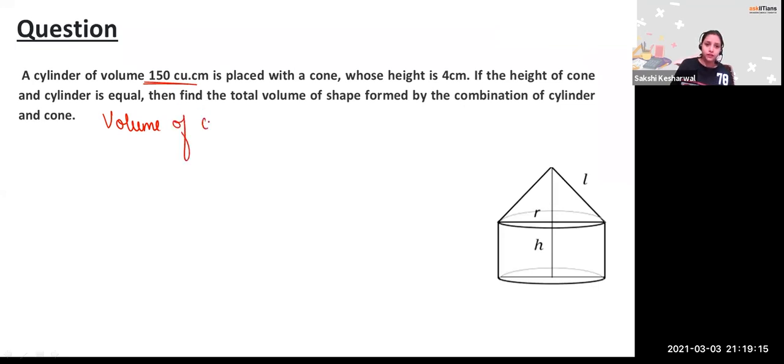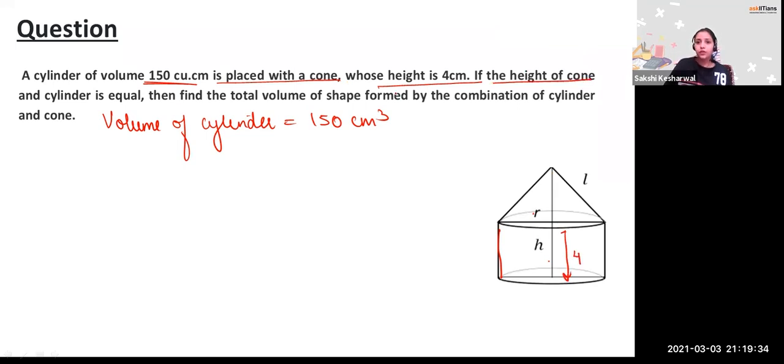Volume of cylinder is given to be 150 centimeter cube, right? And it says that it is placed on the cone. So basically this is a cylinder with a cone on it, whose height is 4 centimeter. So this height is 4 centimeter.